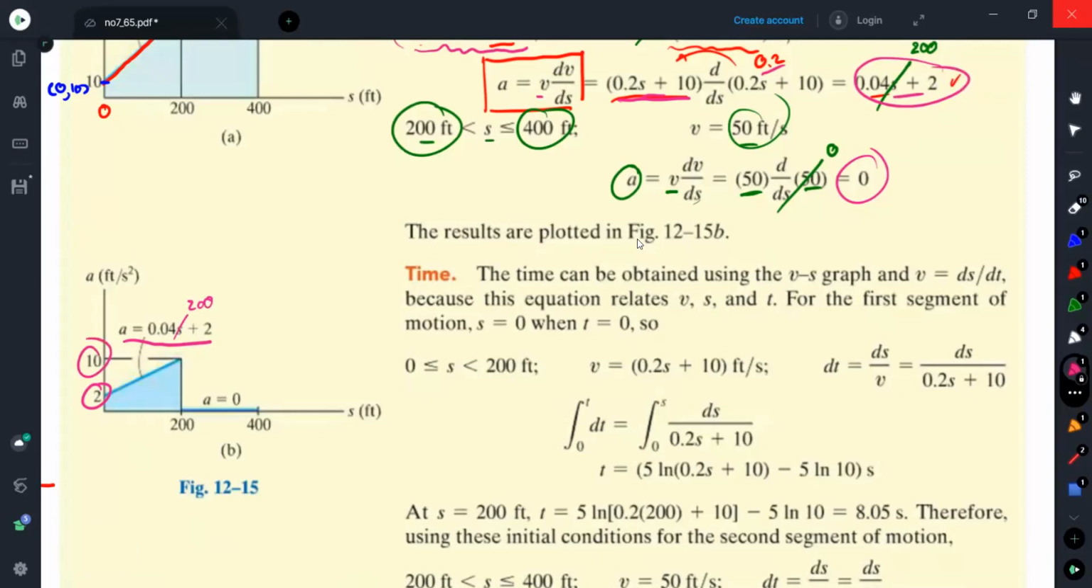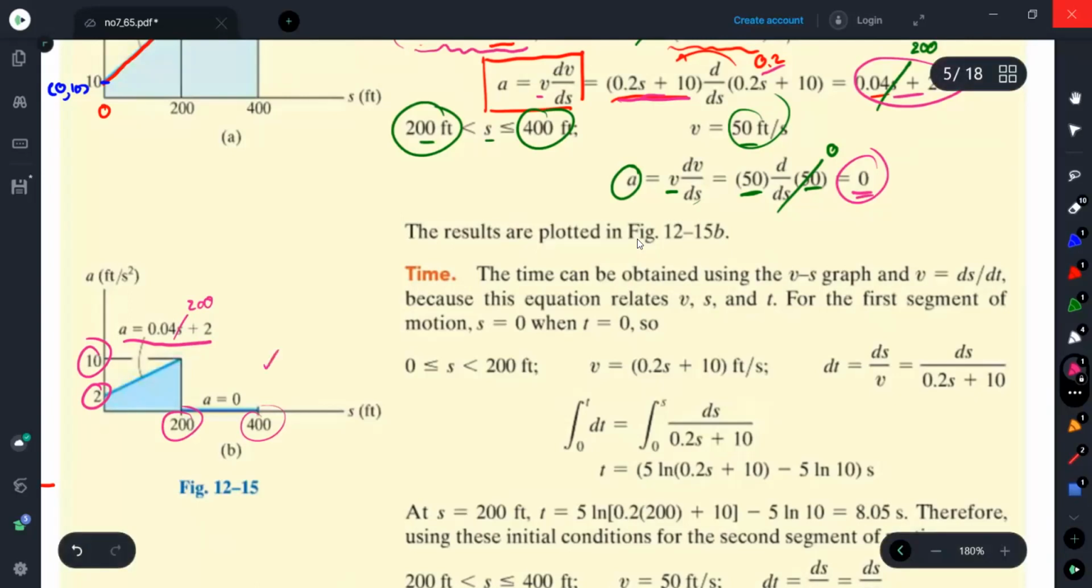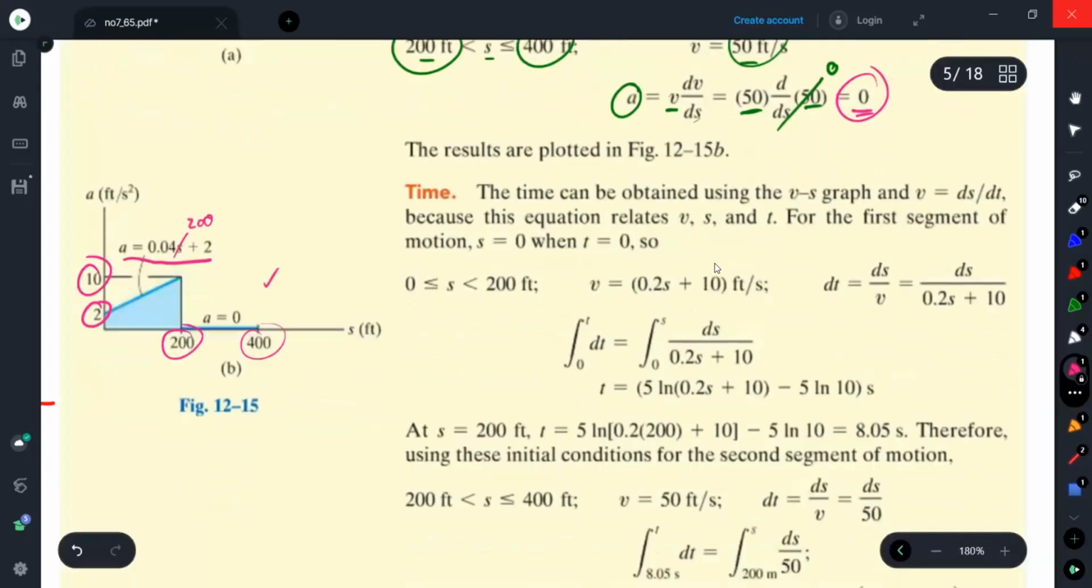And for the second period, from s equal to 200 to 400, we know that the acceleration in this period is 0, because it moves with a constant velocity. So that's it. We can complete the acceleration graph here. And for the time that we would like to find, what is it?